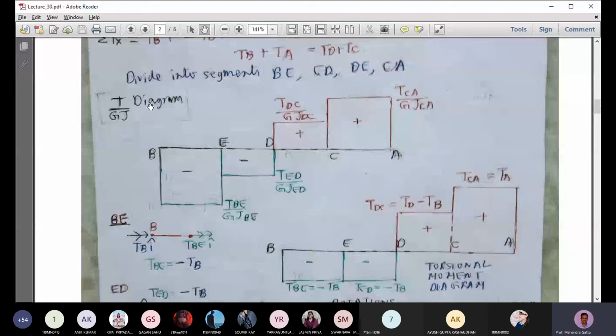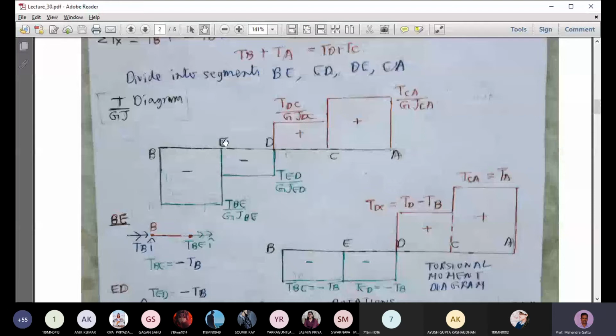So what is the use of this T by GJ diagram? It is something like the P by EA diagram, or probably the M by EI diagram, that is, the bending moment diagram. Just as the area under the bending moment diagram gives the change in slope, here the area under the T by GJ diagram will give you the change in the twist. That is the difference in twisting between one segment and the other segment.